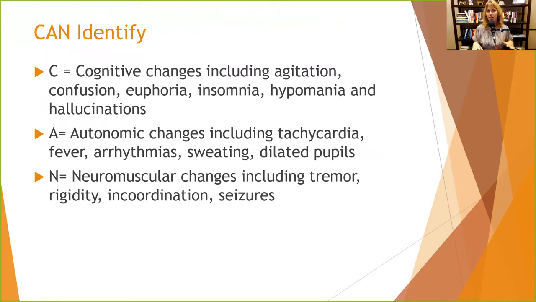Now, I also want you to think, while I'm going through these symptoms, if you had a patient and you didn't know anything about them, and they presented with some of these symptoms, what else might you suspect is going on? Because a lot of times our mind doesn't immediately go to serotonin syndrome.